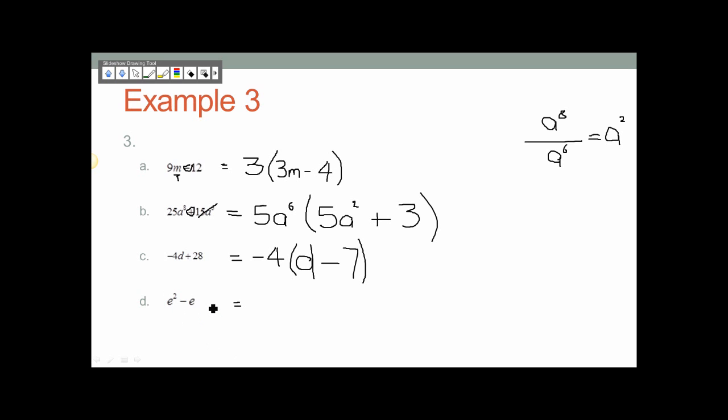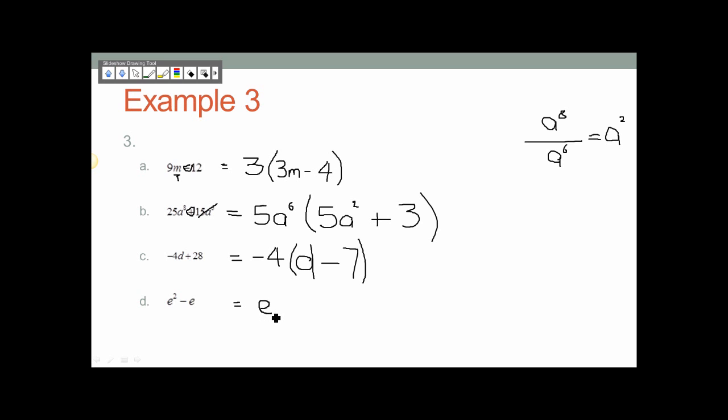In this example we have no numbers. That means there are no common factors with our numbers, but in each of these two terms you'll notice that there is the letter e, and we can take that out the front. Now like in example 3b, we need to make sure that we take out the most e's out the front. So we didn't just stop with 5a, we took out 5a to the power of 6. And the same goes with this question here.